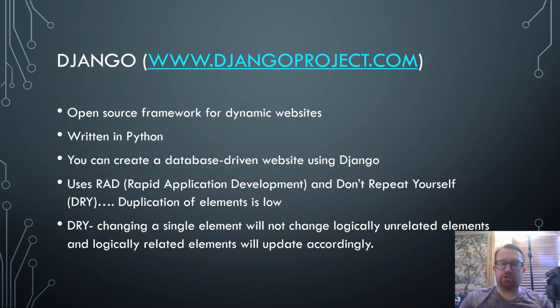What the emphasis of DRY is, is that if you change a single element, that will not change logically unrelated elements. So if it's not related to the element you're changing, like it logistically makes no sense to change it, it will not change it. However, if it's logically related and part of the element that you're changing, it will update accordingly. So Django is pretty intelligent when it comes to the language writing part of this. And so it makes more sense that when you do update something, if it's related, it will update.